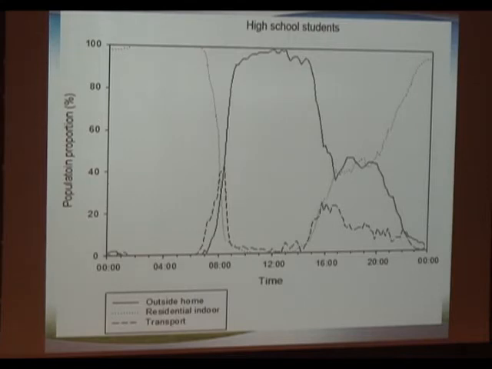Another group is high school students. You can see most of these high school students get out of home, and then they go home. A certain percentage of these students go home after school hours, but this population is actually going somewhere to study after school. So as you can see from this activity pattern, there are very clear characteristics, and those 9 to 10 groups can explain over 95% of the entire population.